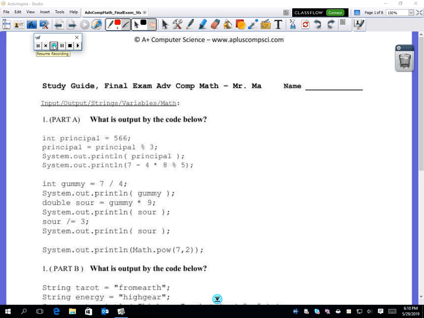Hi everybody, we're going to do problem number 1. So we need to print out principal. What we need to do first is just do 566 mod 3. Remember that modulus is taking the remainder.